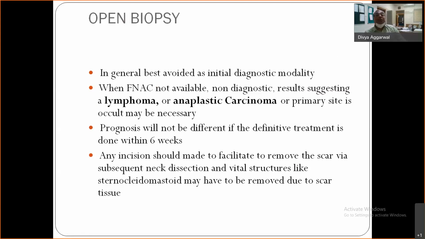Lymphoma and anaplastic carcinoma are perhaps the only indications of open biopsy in cases of cancer or neck node metastasis. Prognosis will be different if the definitive treatment is done within 6 weeks, and for any incision for the open biopsy, you should ensure that subsequently when you do a neck dissection, you can remove that scar while you are doing that neck dissection.